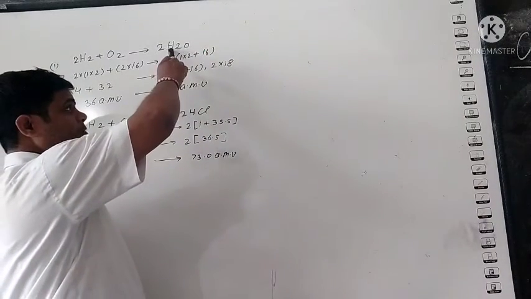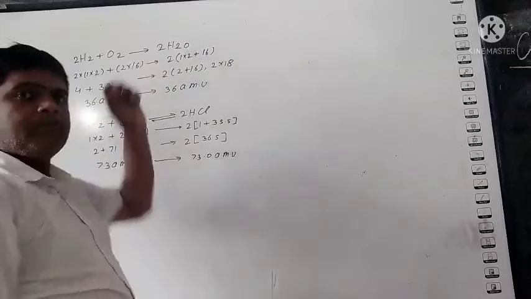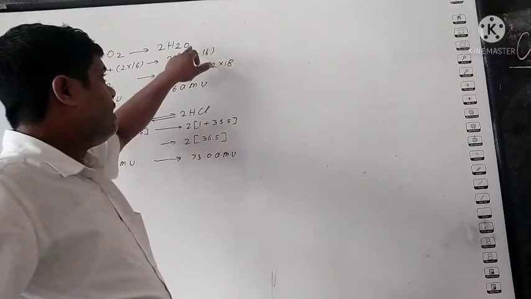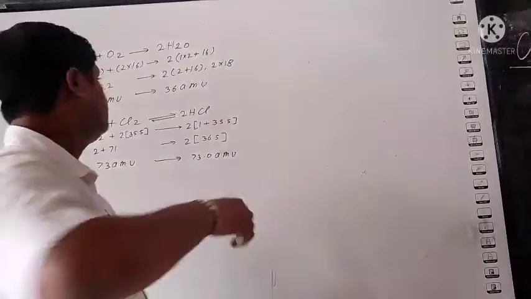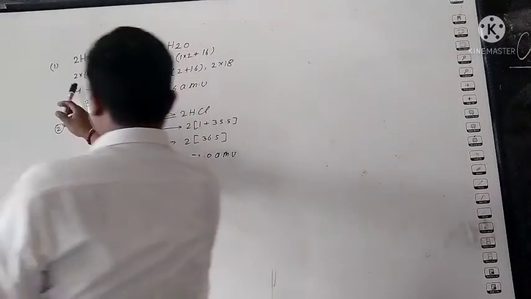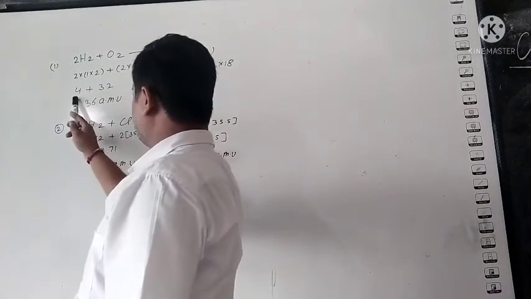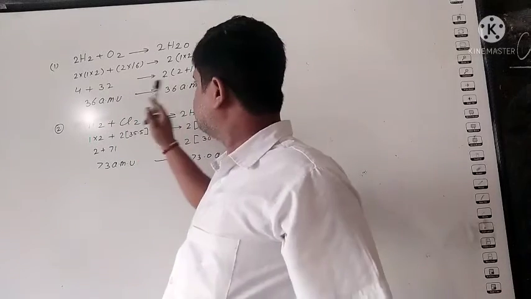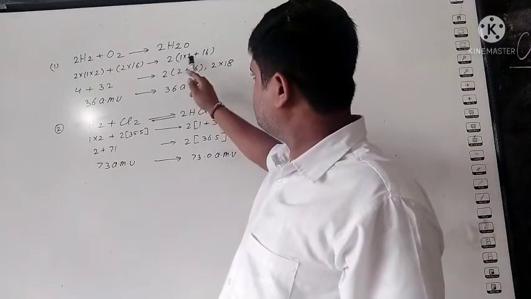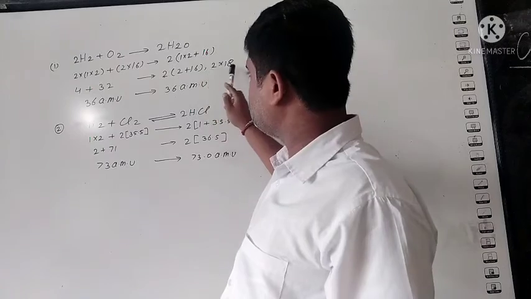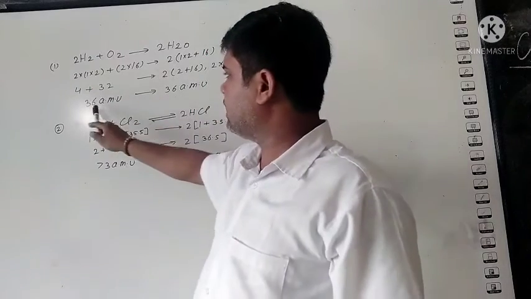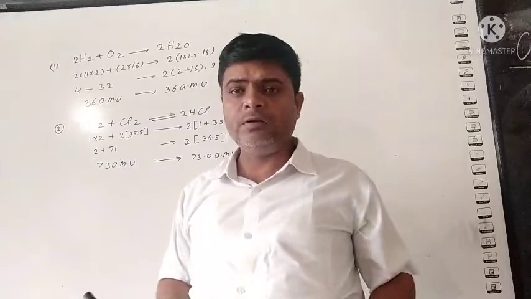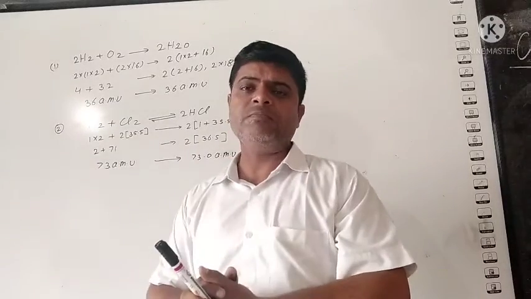On the other side, write 2 on the outer side. In the bracket, how many hydrogen atoms? 2 hydrogen atoms. Mass of one hydrogen atom? 1. So 1 into 2 plus oxygen 16. Add it. So 2 times 2 is 4, plus 16 times 2 is 32. Clear? On the other side, 2 into (1 into 2 plus 16) equals 2 into 18. 32 plus 4 is 36, and 36 atomic mass units. Both sides are equal. It means it shows the law of conservation of mass.